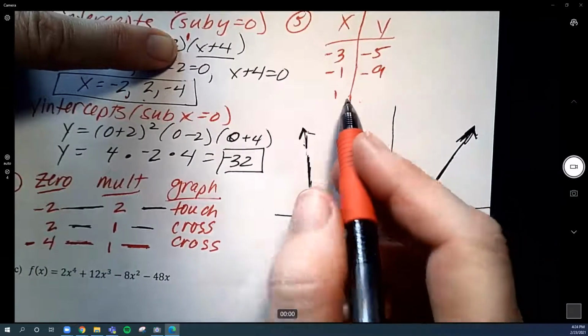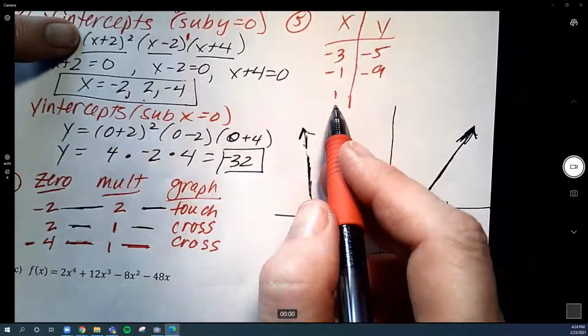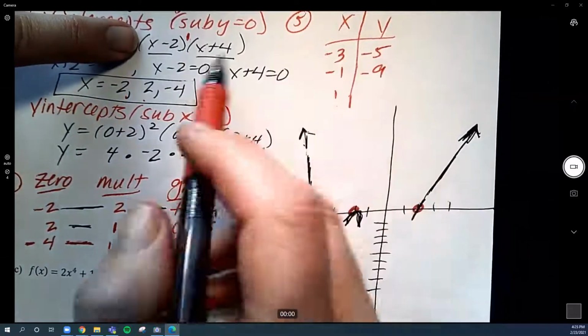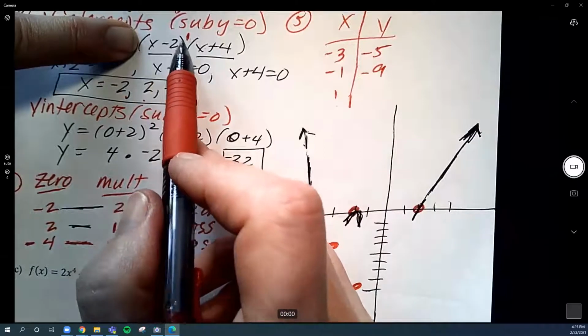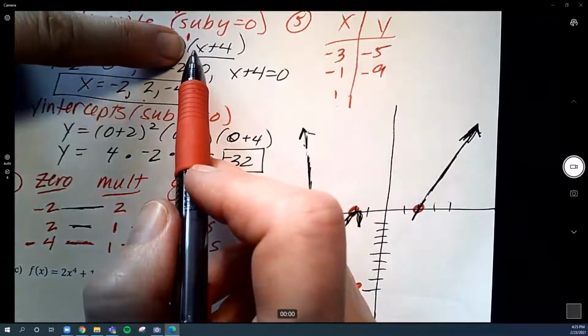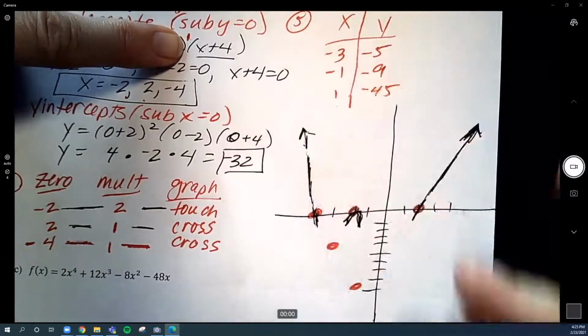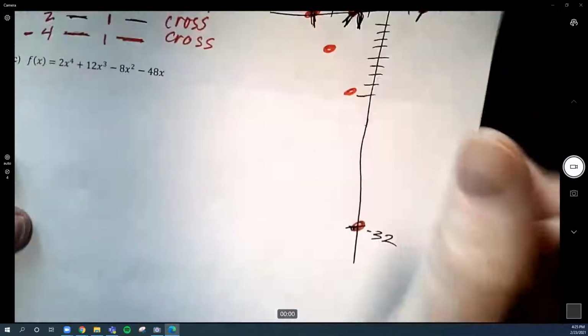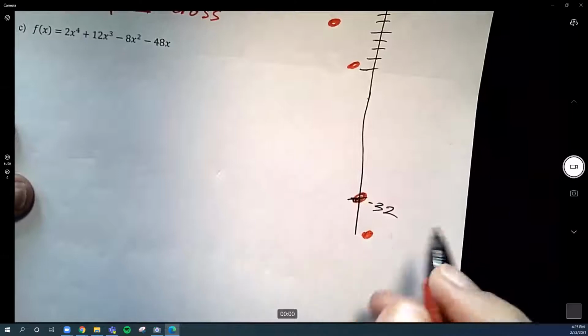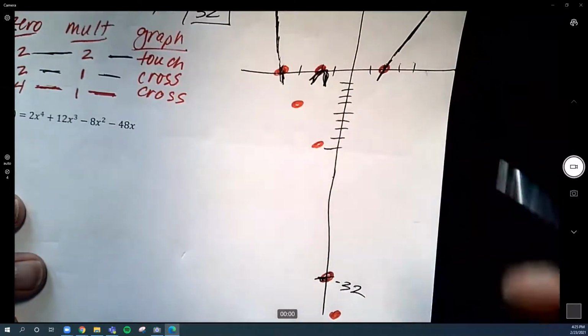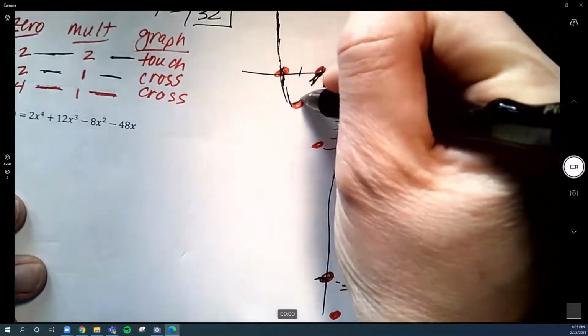And then also another point at 1, which is going to be 3 squared, which is 9. 9 times -1 is -9. -9 times 5 is -45. So that point will be way down here. So it looks like my graph is going to do something like this.